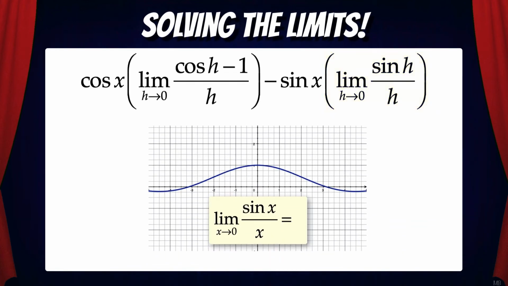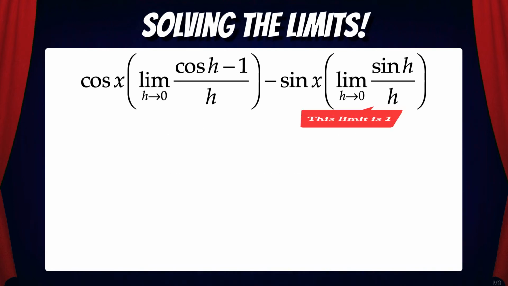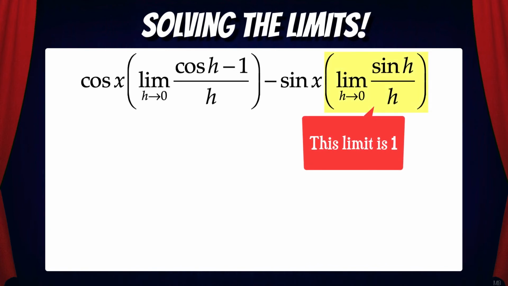In order to solve the limit as h goes to 0 of sine h over h, I'm going to graph the limit as x goes to 0 of sine x over x. We can observe graphically that this limit approaches a height of 1 as x goes to 0. So that means the limit as h goes to 0 of sine h over h equals 1.